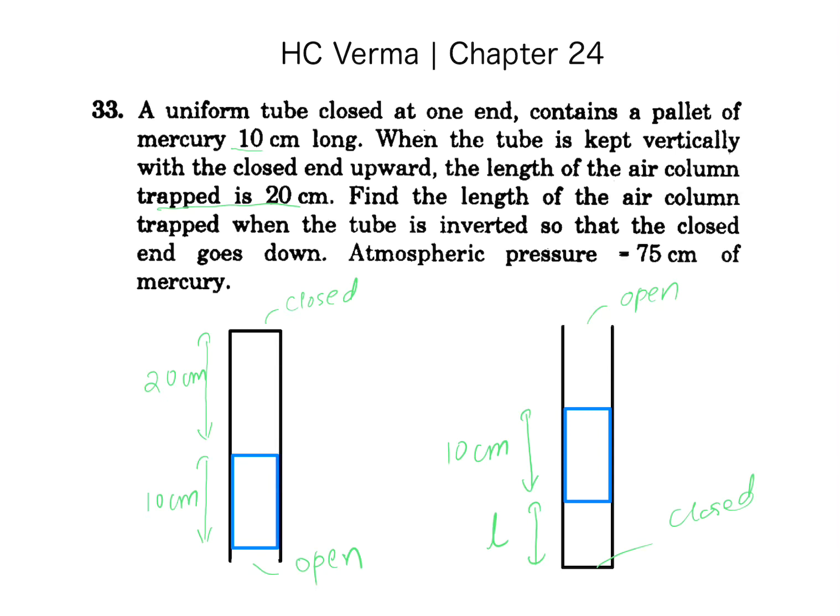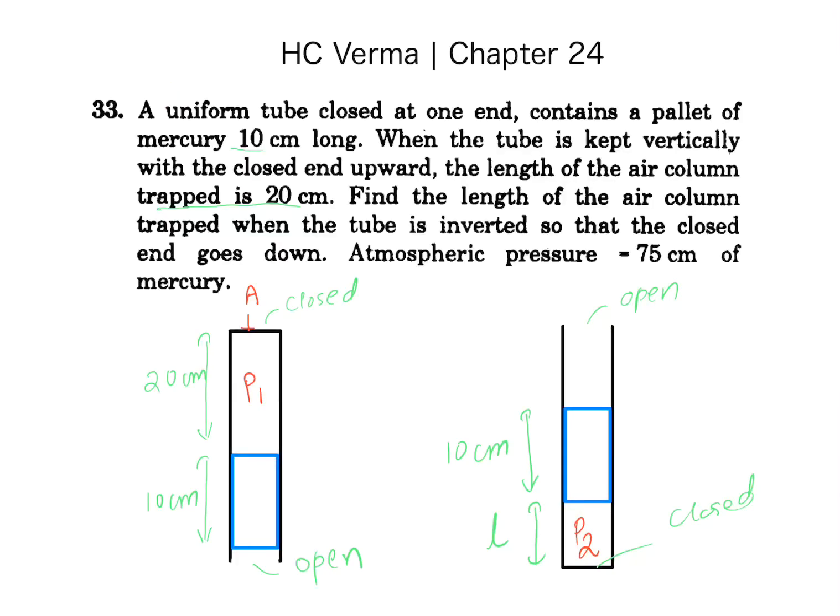Now the condition is that they have not said anything about temperature. So we have to assume that temperature remains constant. Okay. So if pressure here is P1 and finally pressure here is P2, and initial volume we know. Let the area of cross section be A, then initial volume will be A into 20 centimeter. So P1 V1 should be equal to P2 V2. That's what we have to solve for. So first of all we need to find P1 and P2.